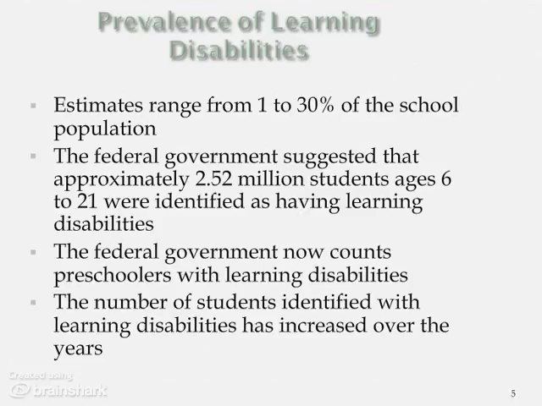There's a website that I link you to that says one in five people have a learning disability. So if you translate that to school age, you're getting back to that kind of 25%. So it's still within that range. The federal government now also counts preschoolers. If they have a learning disability, they could count in the federal count.